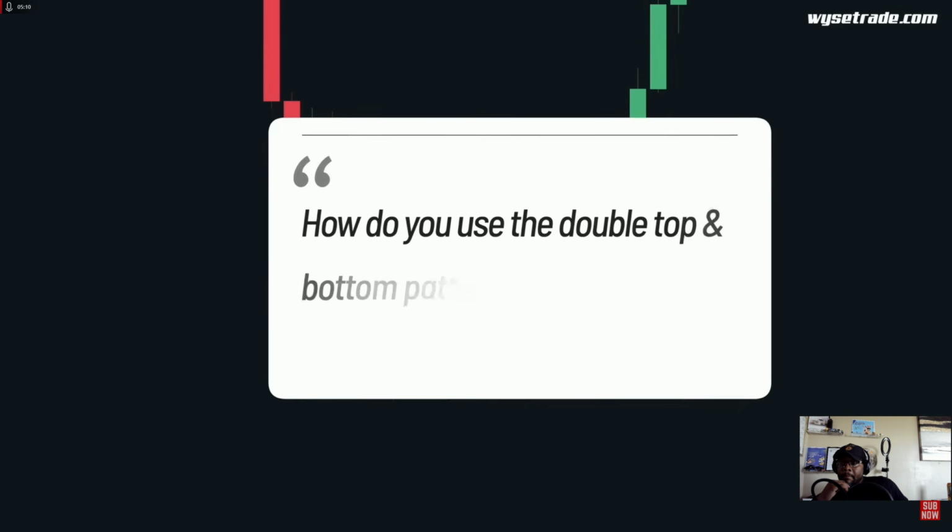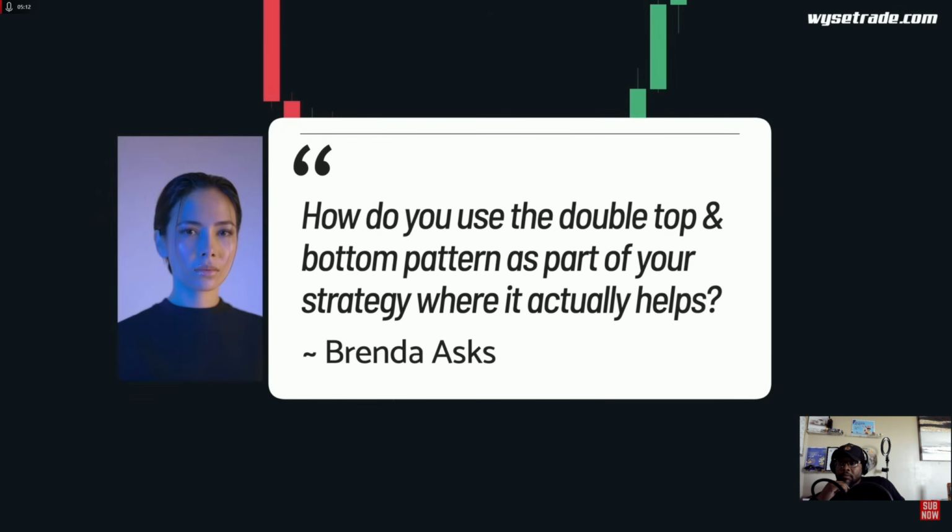So this then brings us to our next question, which is, how do we use the double top and double bottom pattern as part of our overall strategy?